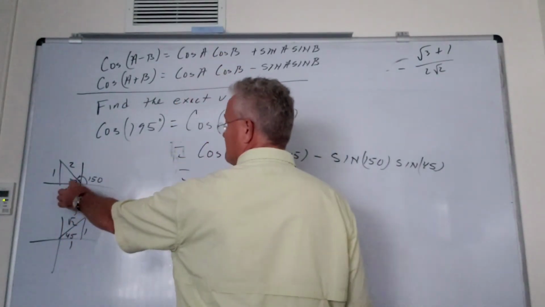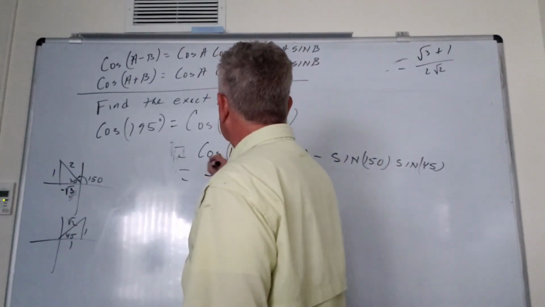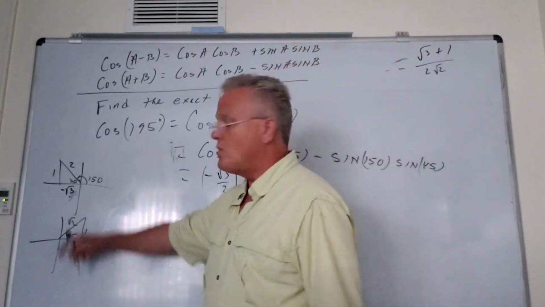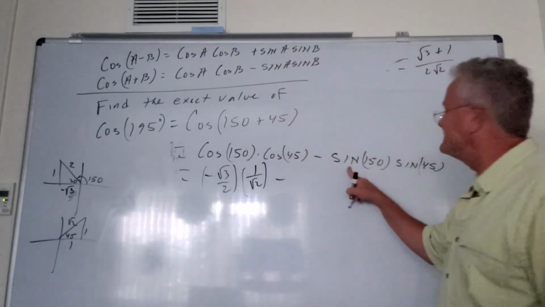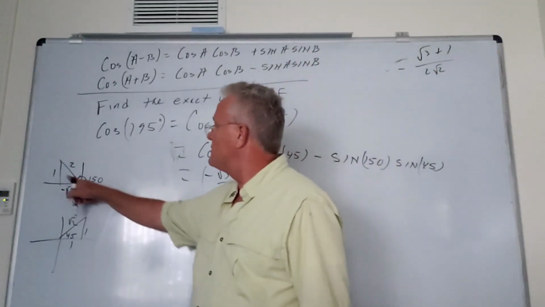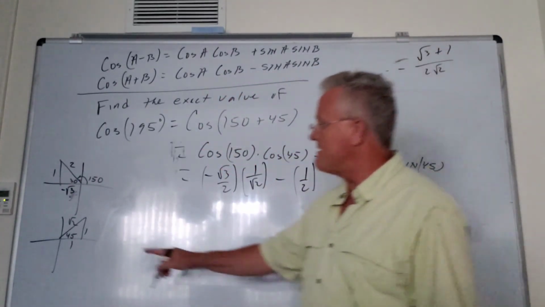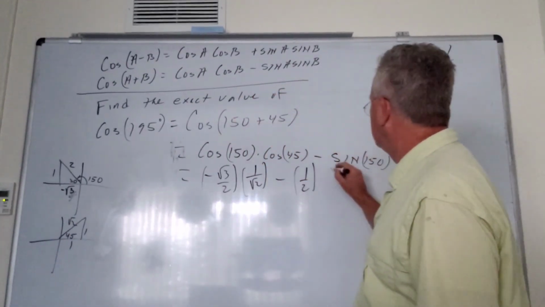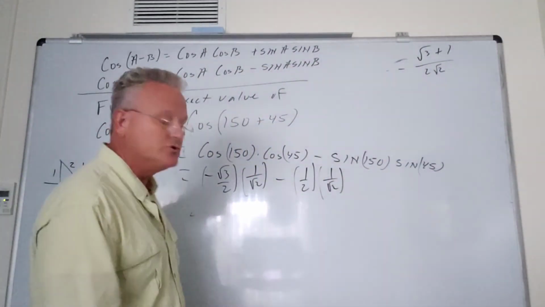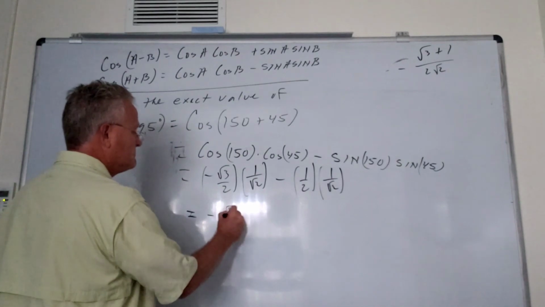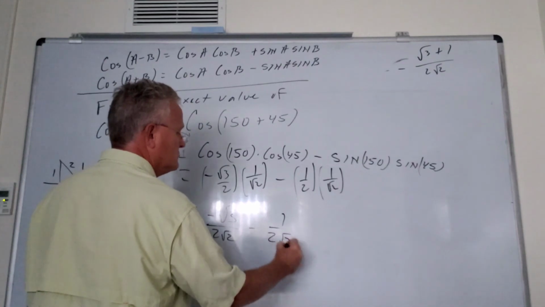So the cosine of 150 is minus root 3 over 2 times the cosine of 45, 1 over root 2, minus the sine of 150. Sine of 150 is 1 over 2. And the sine of 45 is 1 over root 2. So this gives us minus root 3 over 2 root 2, minus 1 over 2 root 2.